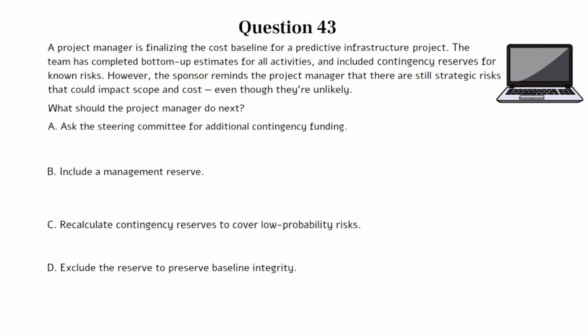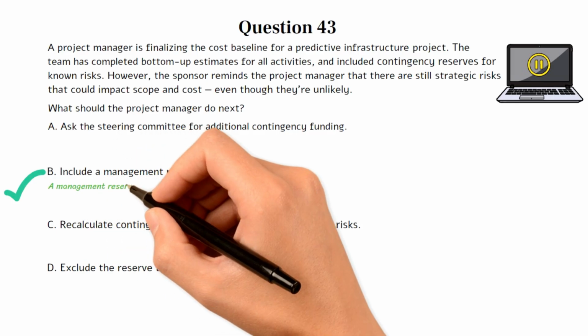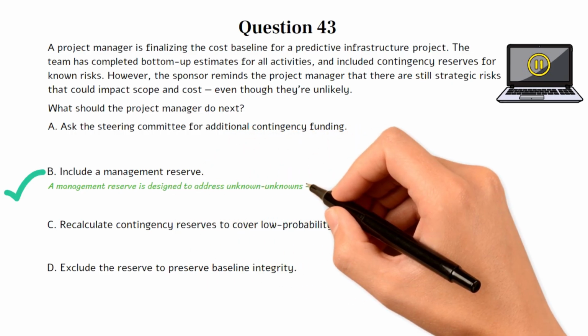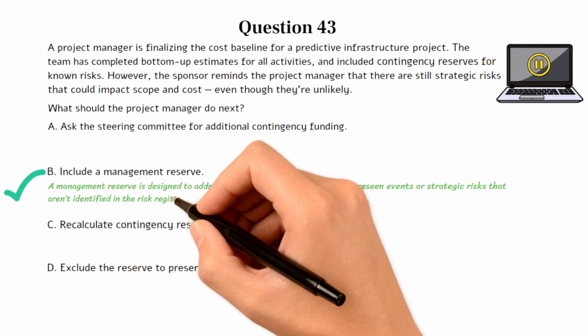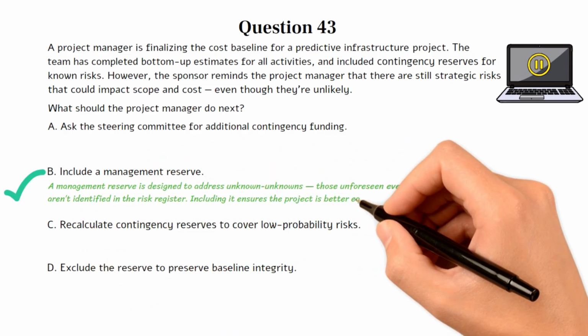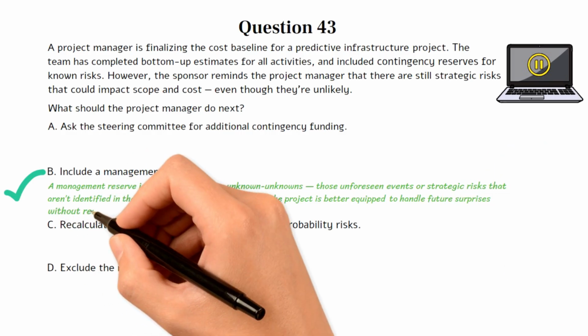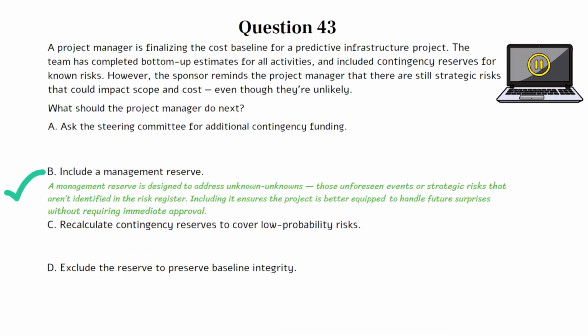You can pause the video here if you need more time to work on the question. The correct answer is B. This question tests your understanding of how to complete the cost baseline in predictive projects by addressing both known and unknown risks through proper reserve planning. Choice B is the best option because a management reserve is designed to address unknown unknowns, those unforeseen events or strategic risks that aren't identified in the risk register. Including it ensures the project is better equipped to handle future surprises without requiring immediate approval.